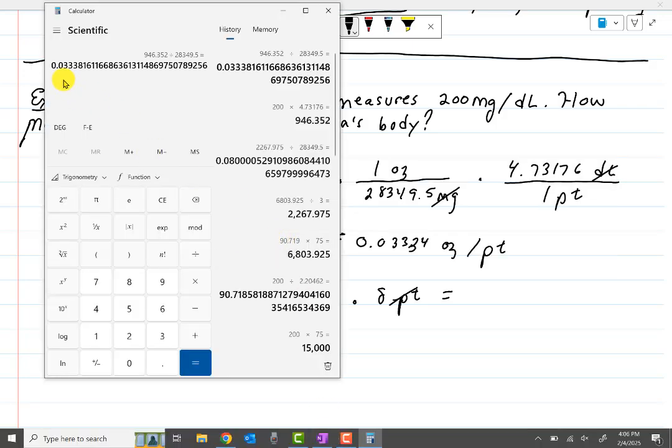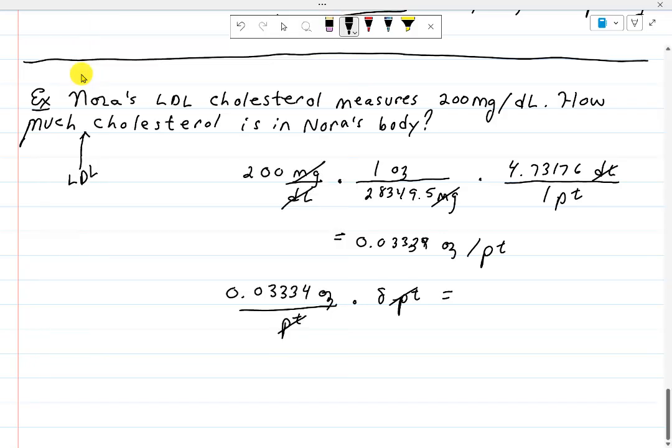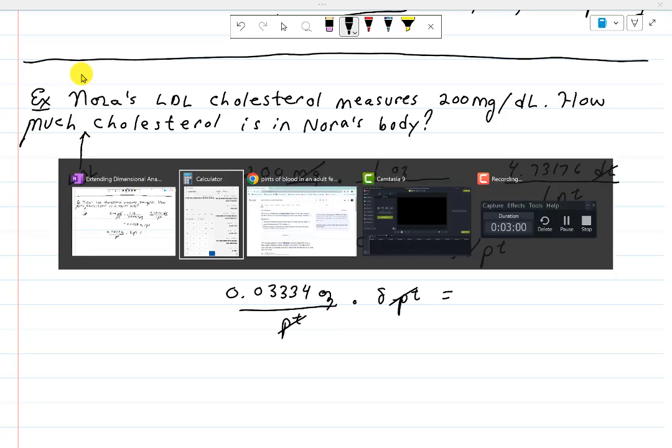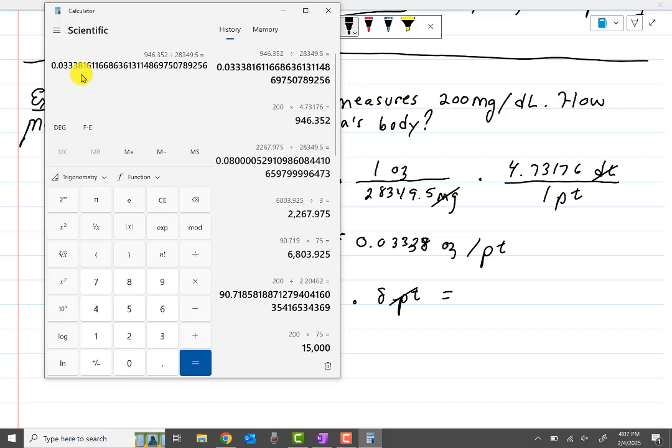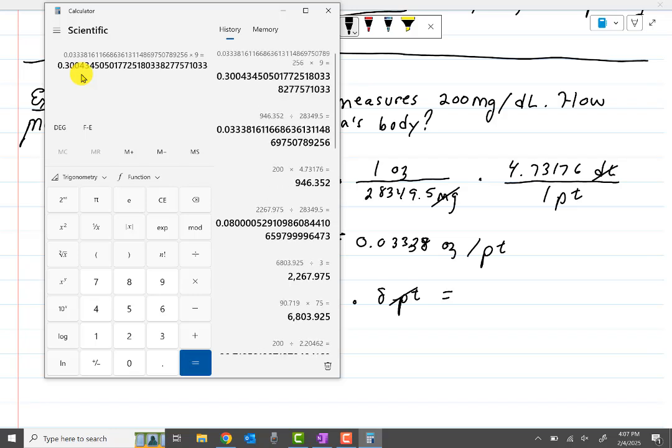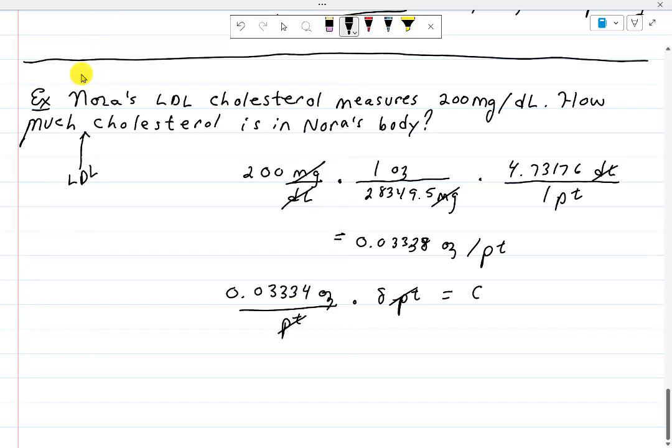So we had our 0.3338. I put a 4 in there. Should have been an 8. Let me fix that. Not to matter, because I'm just going to take the number I have there and multiply it by 8. So I'll just do times 9. And it looks like 0.300, so I'll just say 0.3 ounces. That's how much LDL cholesterol is in that person's body.